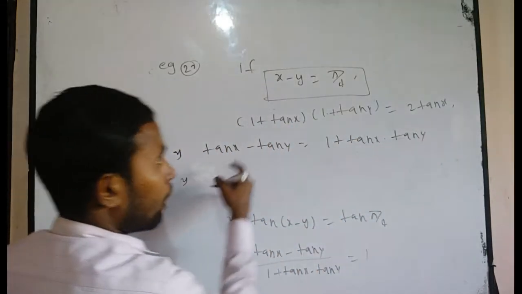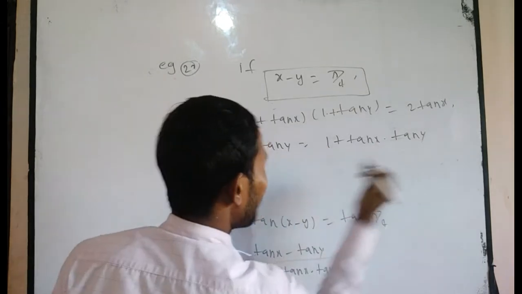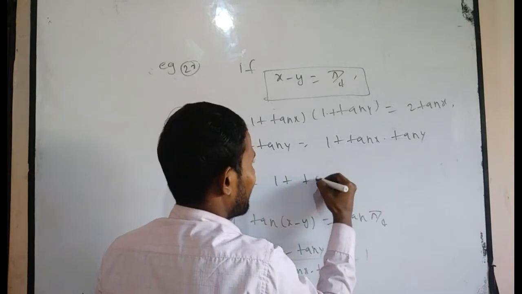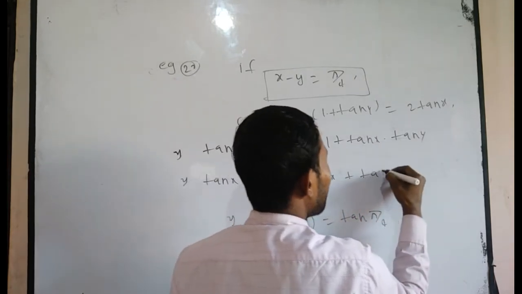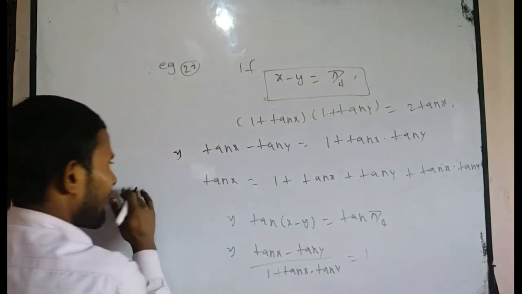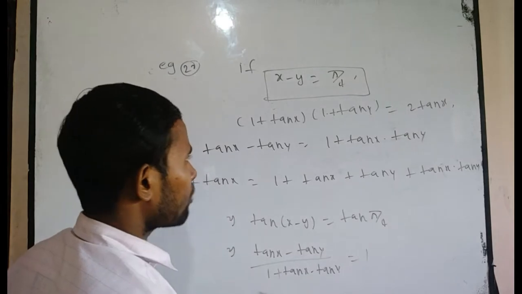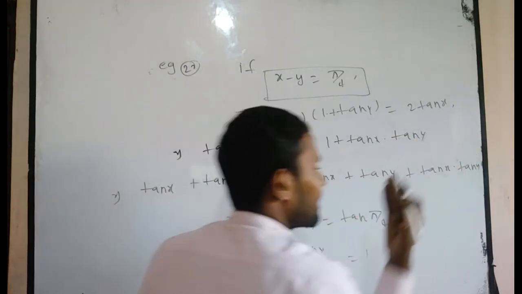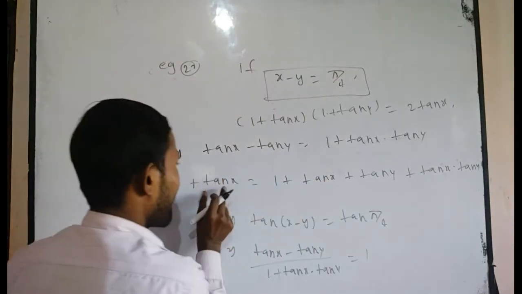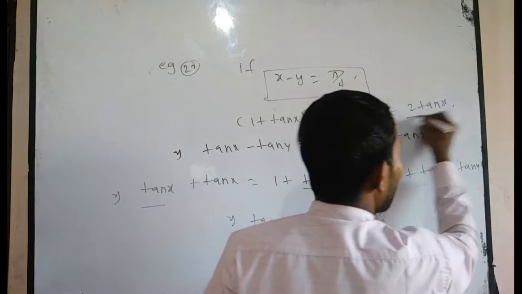Now you have to show that 1 plus tan x into 1 plus tan y is equal to 2 tan x. If you take tan y to the RHS, can you write tan x is equal to 1 plus tan x plus tan y plus tan x into tan y? Here we have done two manipulations. First of all, I have taken tan y to the RHS, and after that I have added tan x on both sides, because we have to achieve 2 tan x.